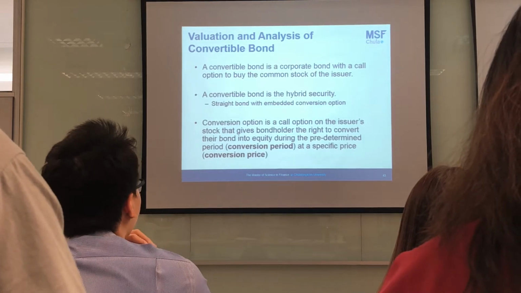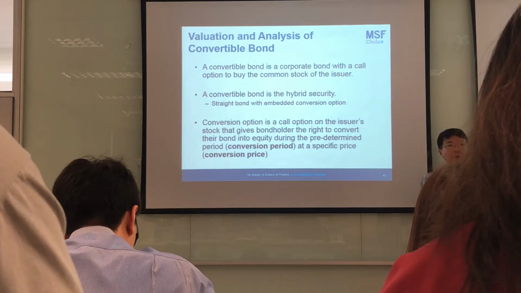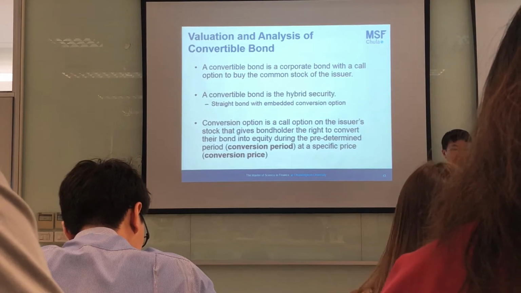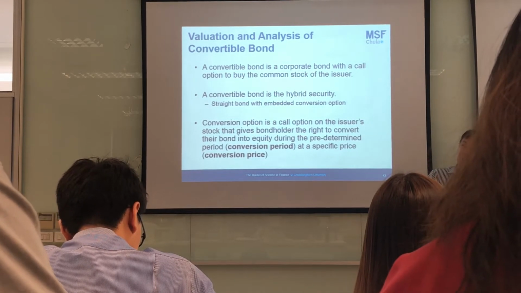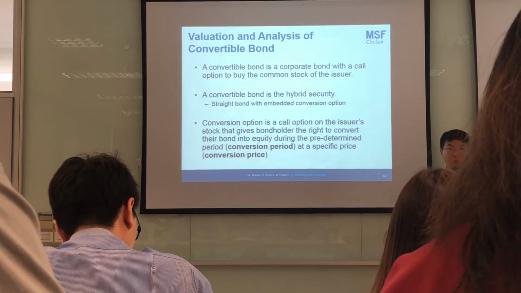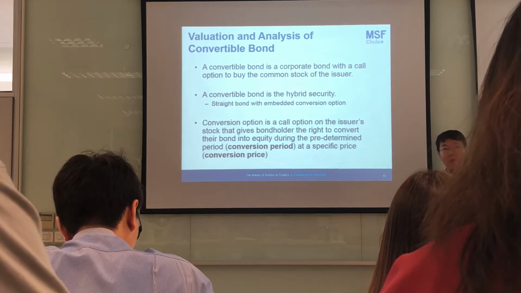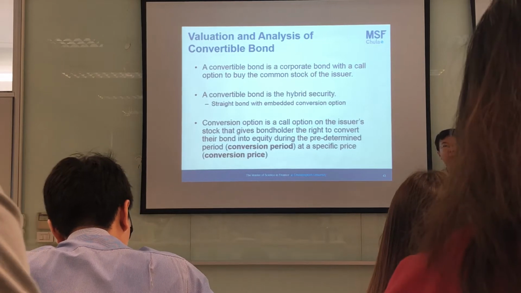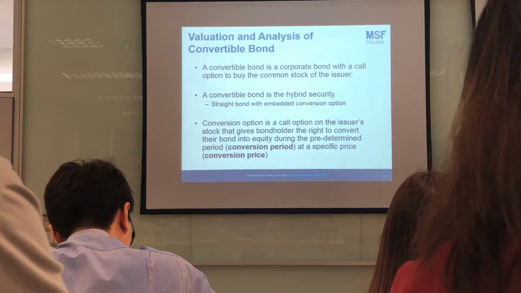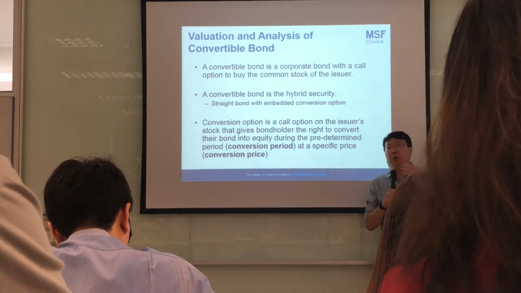However, this call option is the call option for the bondholder. Still remember the call option, right? Call option is the option that provides the right for the option holder to buy the underlying asset. In case of callable bond, this call option belongs to the bond issuer, not the bondholder. So callable bond provides the right for the bond issuer to buy back the bond. So the bond is the underlying asset for the callable bond. But for the convertible bond, it's not. This call option belongs to the bondholder.